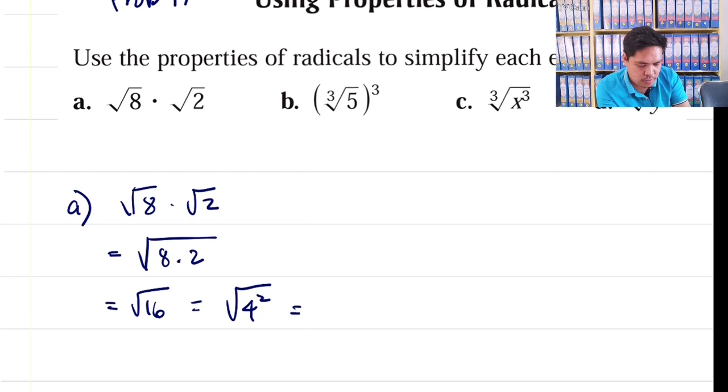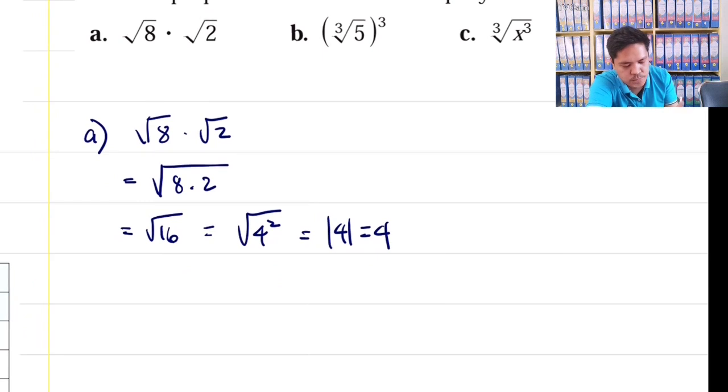Diba? Remember, even. So, that's absolute value of 4. The answer is 4. Okay? How about letter B? Or pwede din ganito yung pag-answer natin dito. Can answer it this way. Ibahin natin yung color.